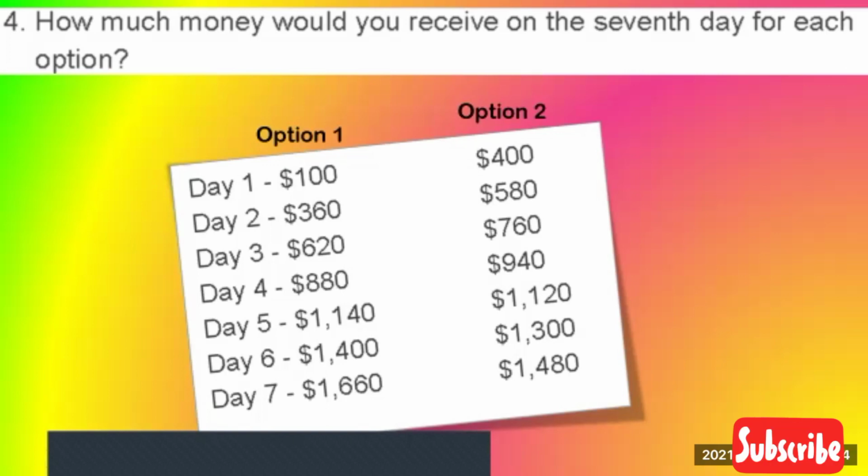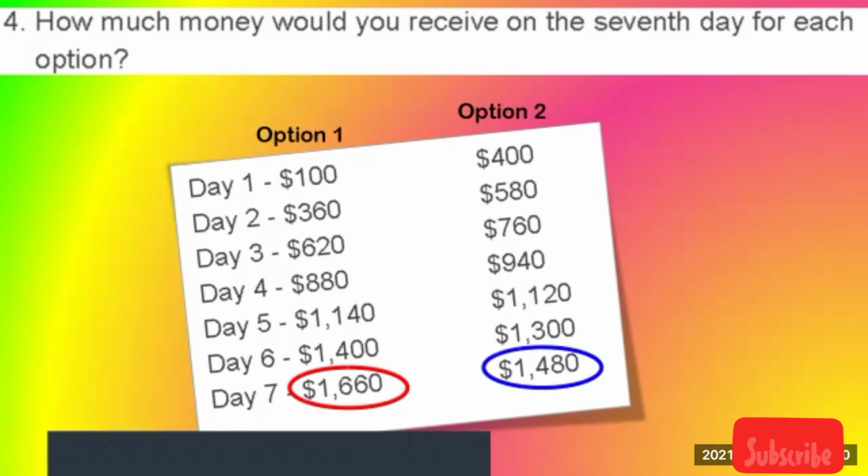So for option 1, each day you got a total of $260 added to whatever you had the previous day. And for option 2, you get a total of $180 added to what you have on the previous day. And for option 1, the total that you would have on the 7th day is $1,660. And for option 2, the total would be $1,480. So go ahead and give yourself a tick or make your corrections if you need to.